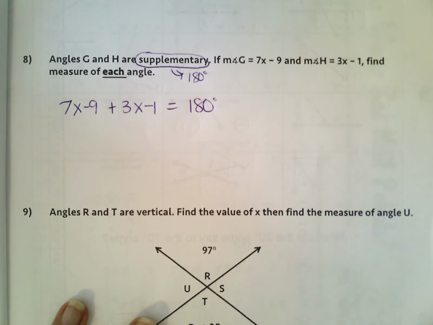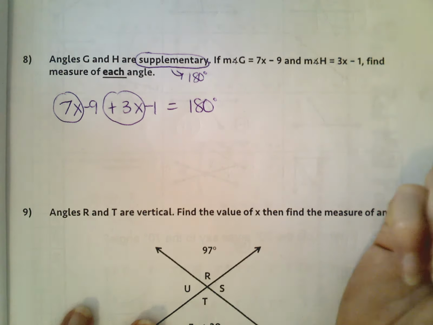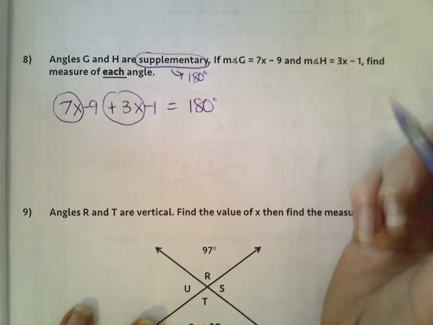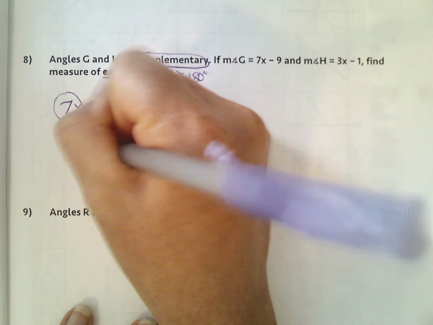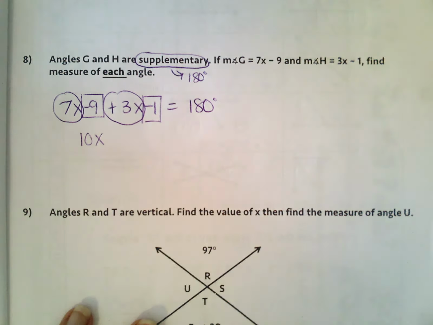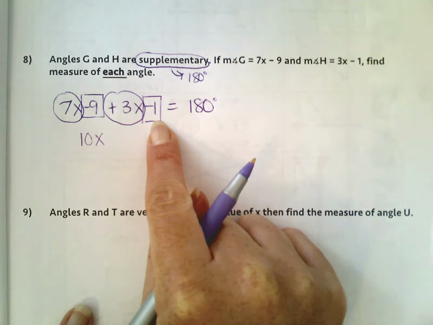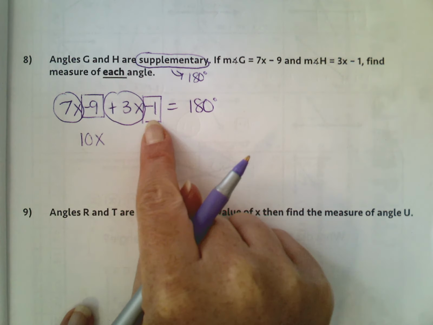So our first step is to try to simplify this equation as best as we can by combining our like terms. So 7x plus 3x gives me 10x, and I'm going to combine my constants. Important to remember to include those signs because a negative 9 and a negative 1, when I combine that, you owe $9, you owe $1.